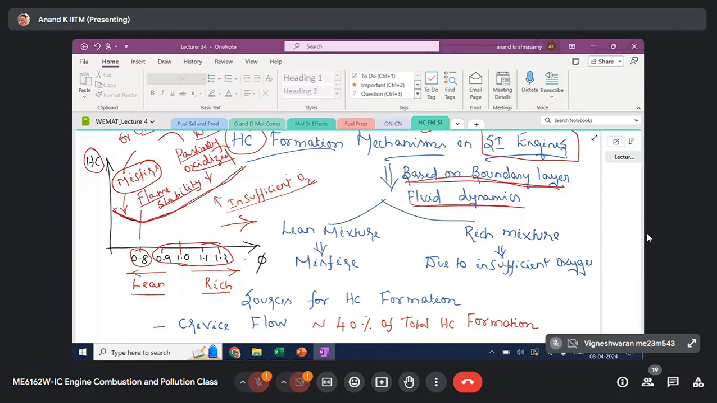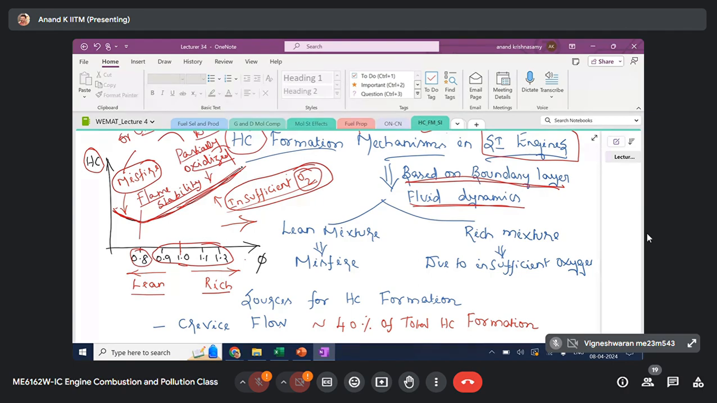When you move towards a rich mixture, obviously you are seeing a rise in HC, and this is due to insufficient oxygen. When you move towards the rich region, the oxygen availability is reducing. When you move towards too rich a region, there will be a considerable rise in HC formation because oxygen is reducing, and you cannot oxidize all the hydrocarbon species present in the fuel. In gasoline, you have a range of hydrocarbons. You cannot oxidize all these hydrocarbons when oxygen availability is reduced. So you will have a sharp rise in unburned hydrocarbon emissions.